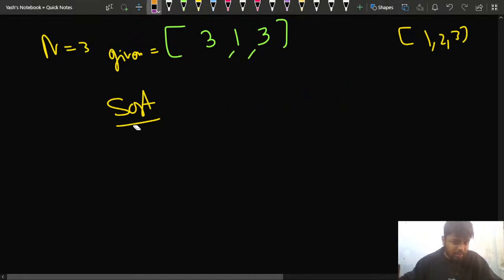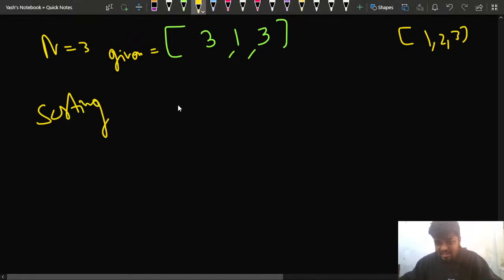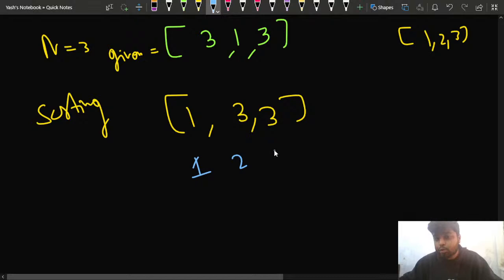So if I sort this particular array, that will help. Why will sorting help? Because if I sort it, it will be 1, then 3 and 3. So I will say that the first element should be equal to 1, the second element should be equal to 2, the third element should be equal to 3. In this particular case, I can easily get that particular element.